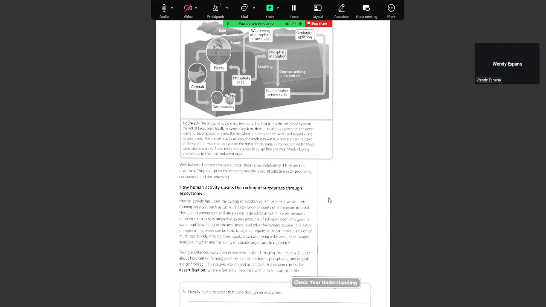Okay, so page 31 says, how do human activities upset the cycle of substances through ecosystems? So we know lots of examples already from some of the lessons that we've talked about. We have farming.